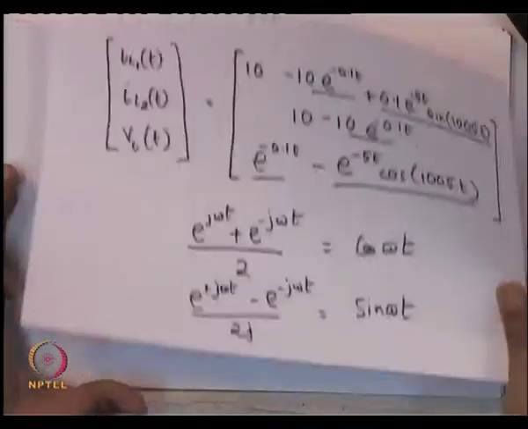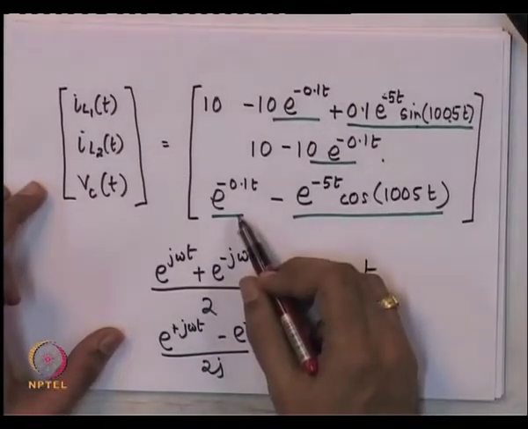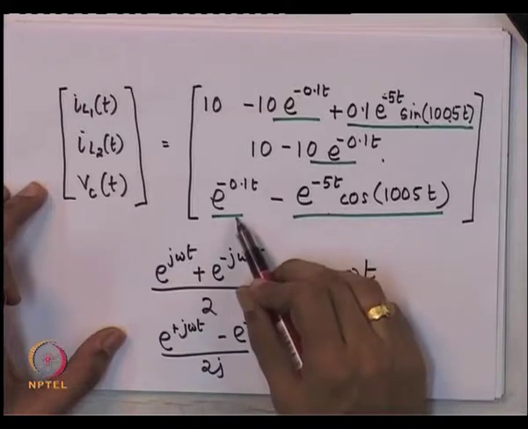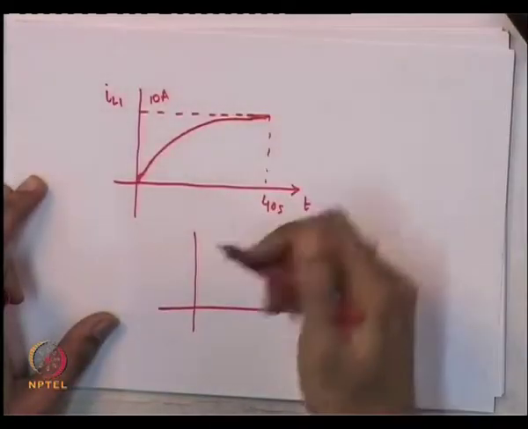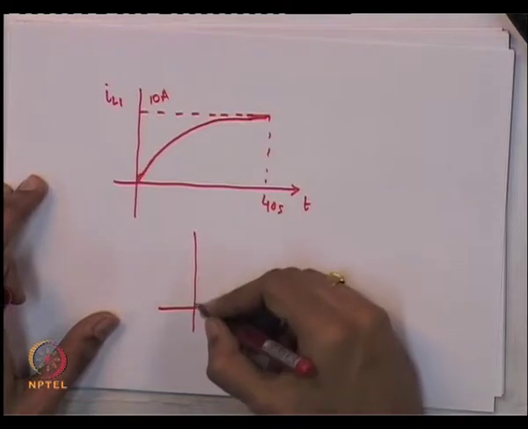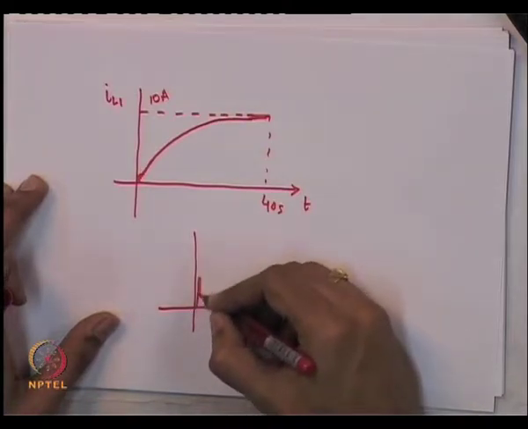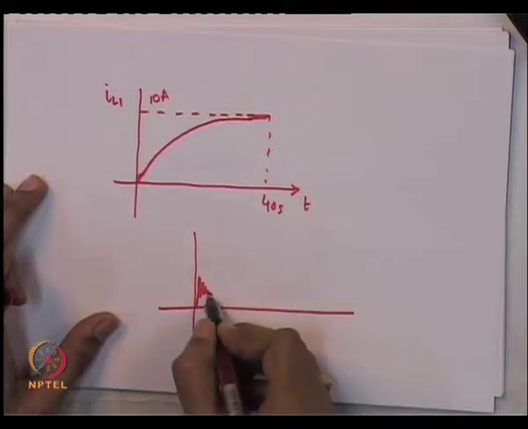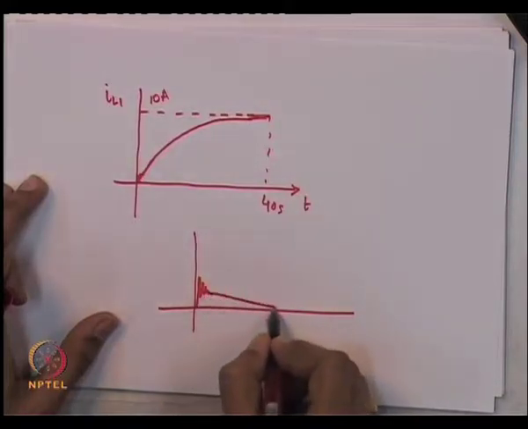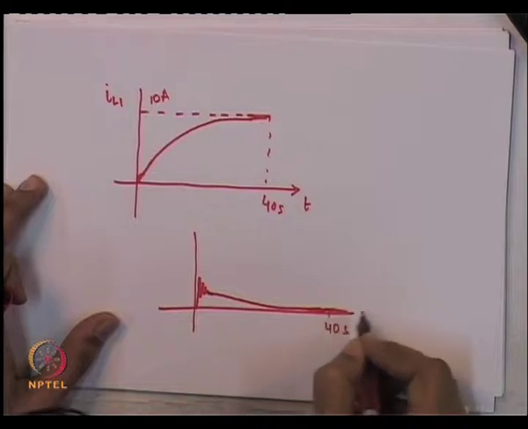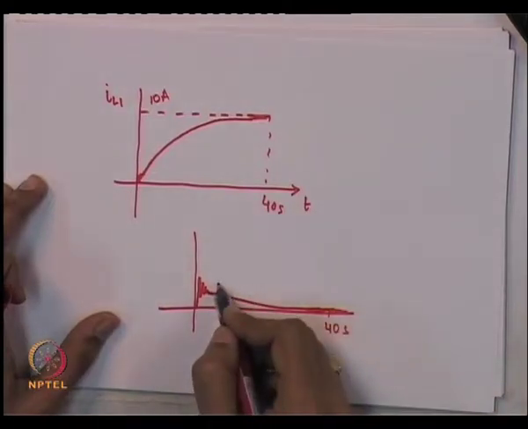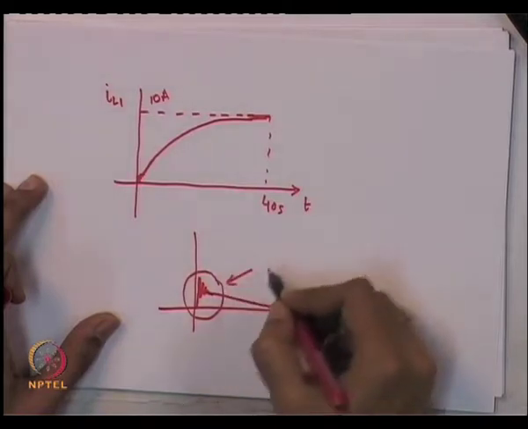And of course, VC is interesting. You look at how VC looks like. It consists of this as well as this. So, what it has here is an exponentially decaying component as well as a decaying oscillatory component of high frequency. So, what you are likely to find is something of this kind. Roughly around 40 seconds, it will become a very small value, and in the beginning there is an oscillatory component.